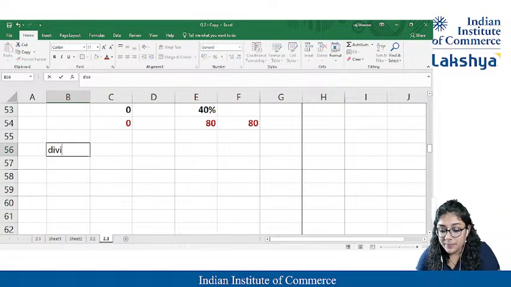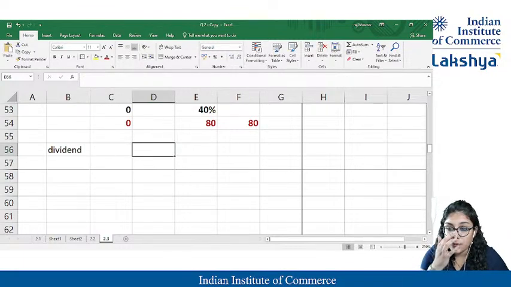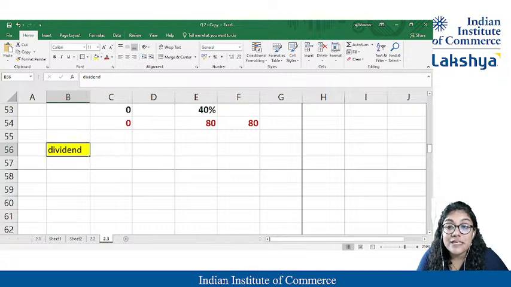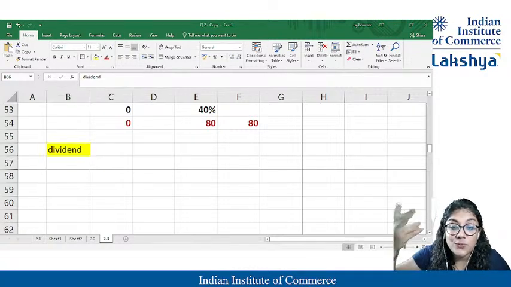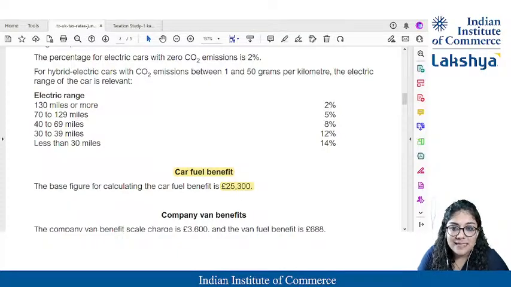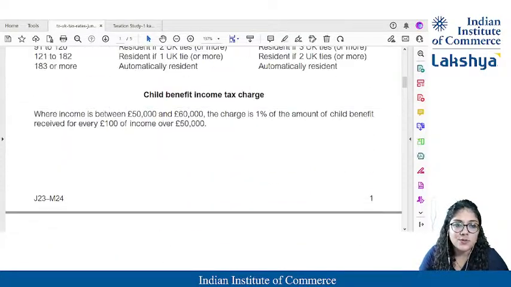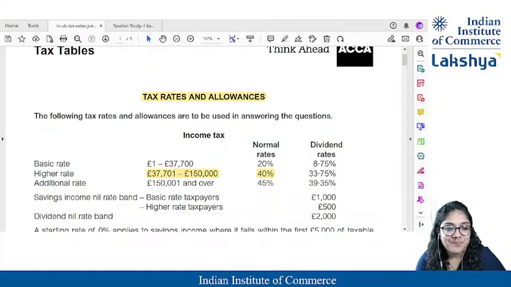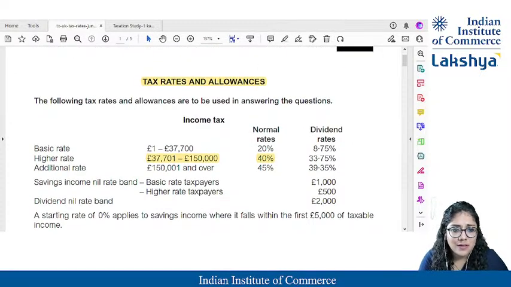I think you should remember that for dividend, for the initial 2000 you need not pay taxes, and if it goes beyond 2000 and the slab, it comes to 33.75. So are you going to remember all these things? You'll ask, ma'am, how will I remember? You need not worry, things are always given in your question over here, guys. I'm just showing you all so that you don't get worried. So if it is additional, the tax is 33.75% for dividend.